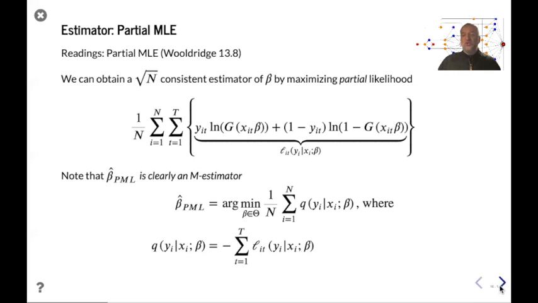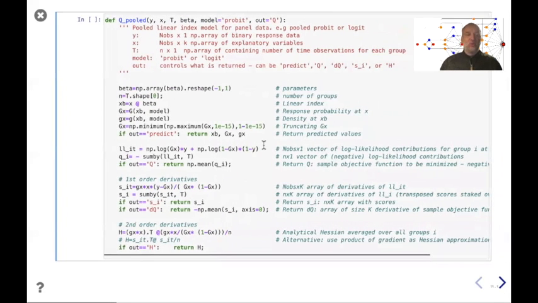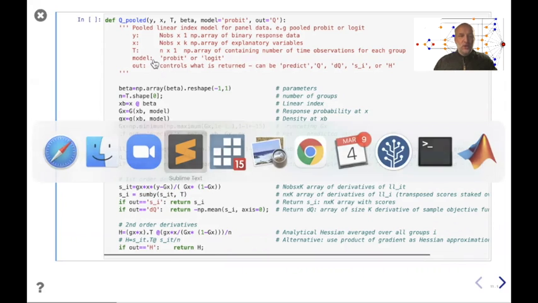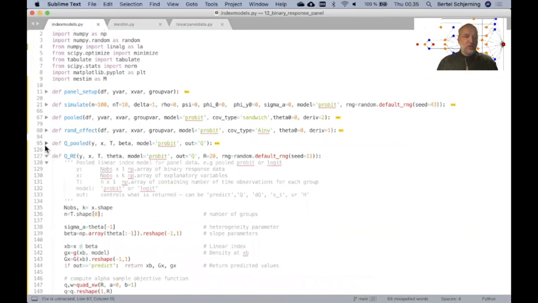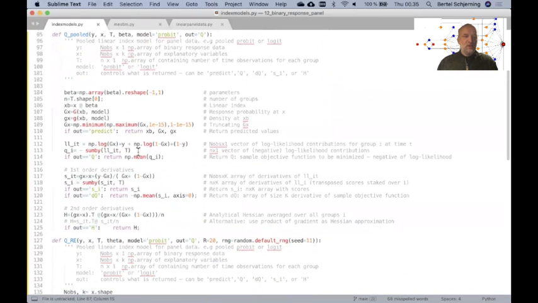So why don't we just take a look at how you implement that in Python, just to spell out what's going on. In the Python file called index_models.py, there's a bunch of functions, and perhaps I should just show it to you. So here's the code. We want the objective function. So here, q_pool, that's the objective function. This is what we have here.